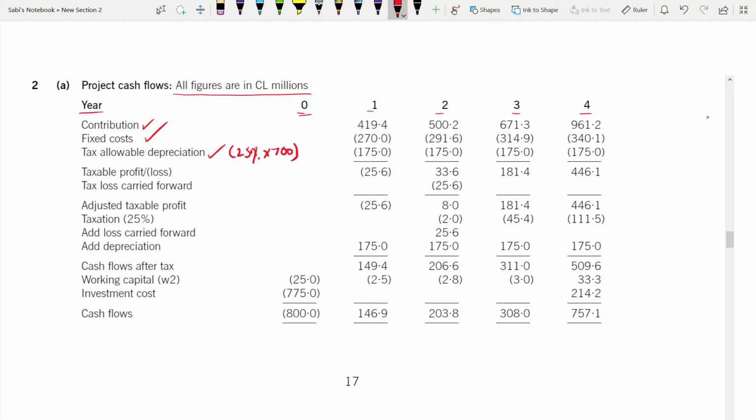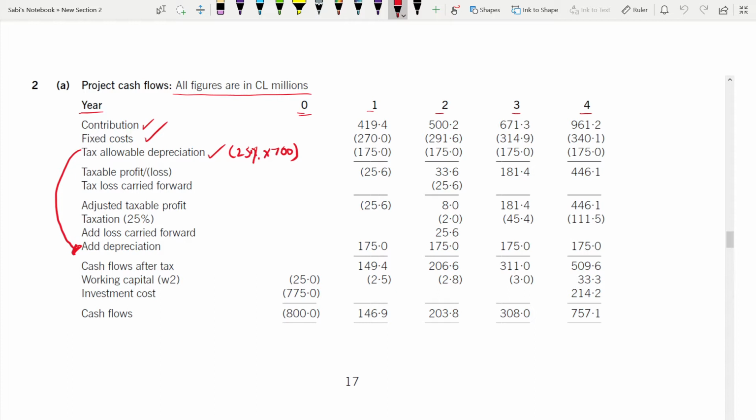If you see this, why do you have to adjust? Because you don't have that assumption. Usually they state the assumption that tax allowable depreciation is equal to the reinvestment in non-current assets or something like this. At that time you don't have to add it back, but in this case nothing is written about anything, only the rate of tax allowable depreciation. In this case you have to add back your depreciation. So you just add it back. Minus 25.6 plus 175 is 149.4. And then your working capital, but for that we'll do it later.